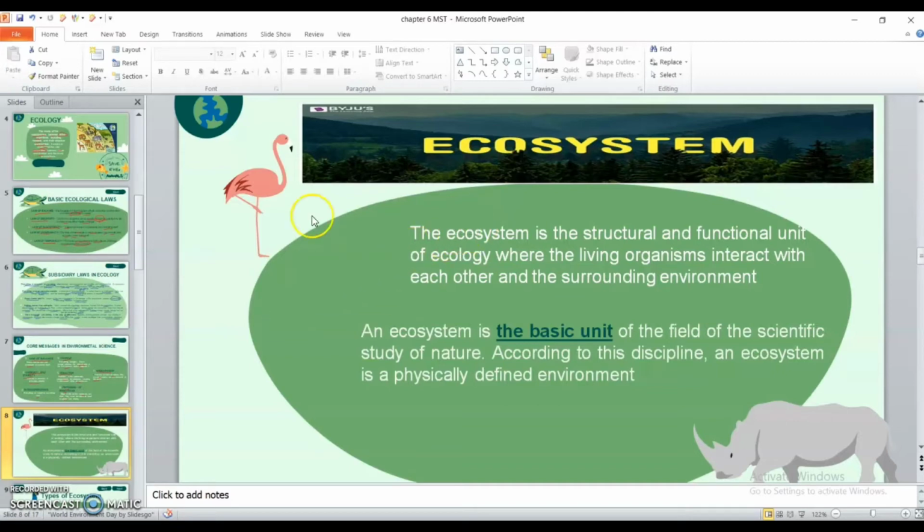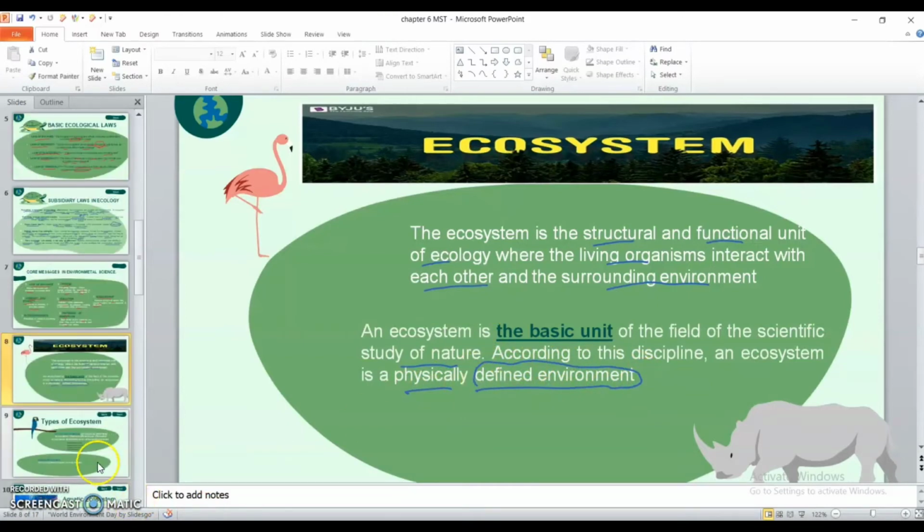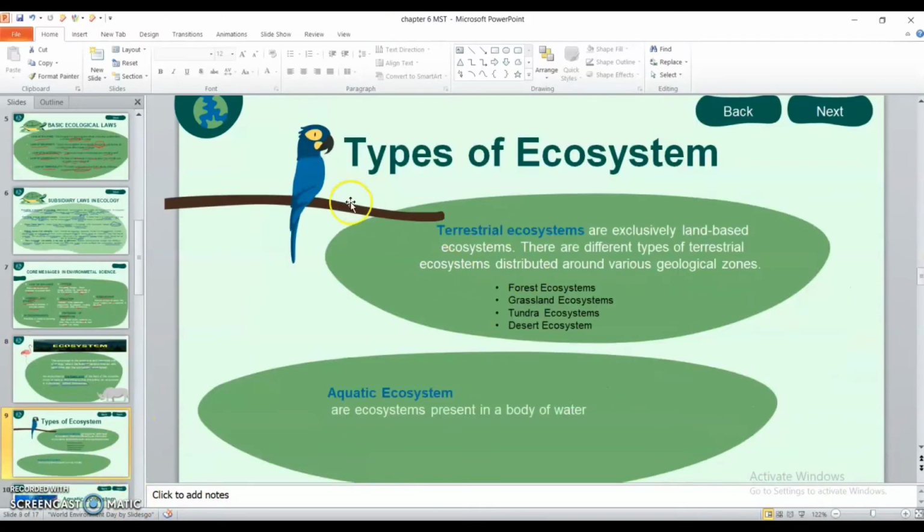So ecosystem is the structural and functional unit of ecology, where the living organisms interact with each other and the surrounding environment. It is also the basic unit or field of scientific study of nature. According to this discipline, an ecosystem is a physically defined environment. So that is ecology. There are two types of ecosystem.